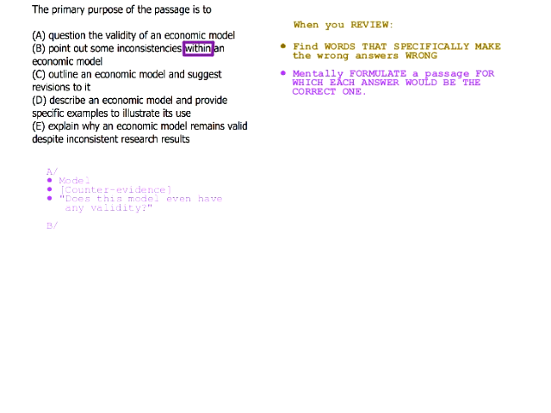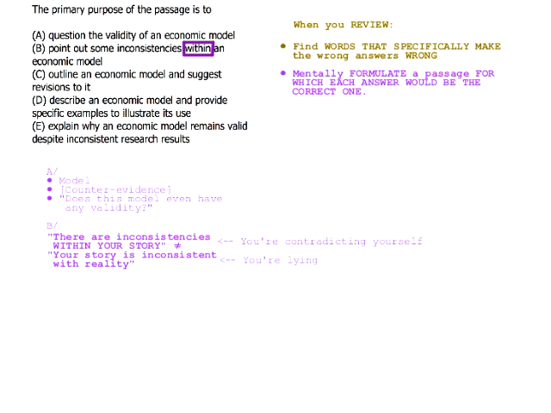I mean, if I say there are inconsistencies within your story, that is definitely not the same as your story is inconsistent with reality. Notice that this first version means you're contradicting yourself. And the second version means you're lying. Those are not the same at all, right? If someone contradicts him or herself, then even if I have no idea what actually happened, I can still see that. Whereas I can't say whether someone is lying unless I actually know what the truth is. So these are not the same thing.